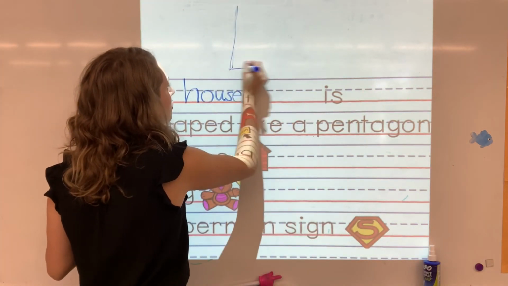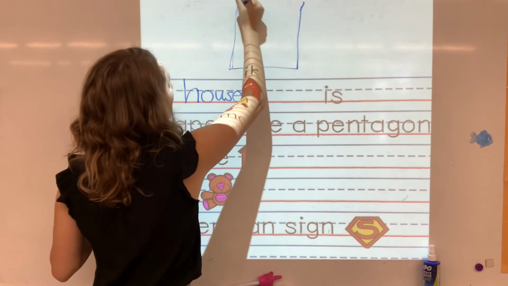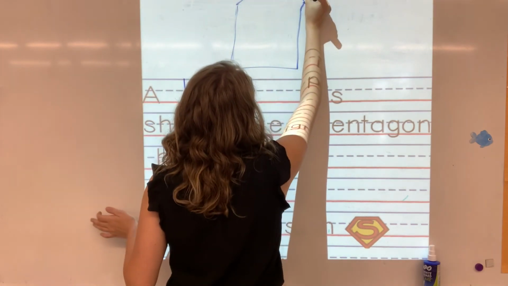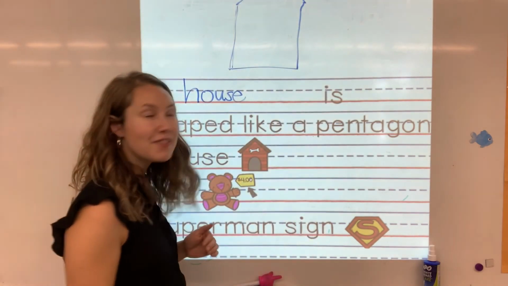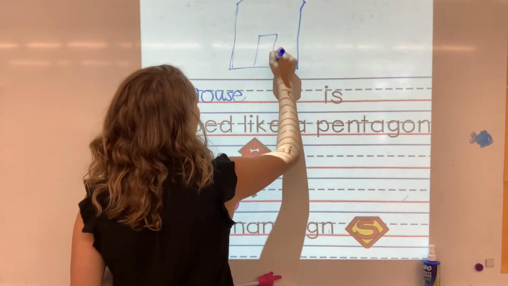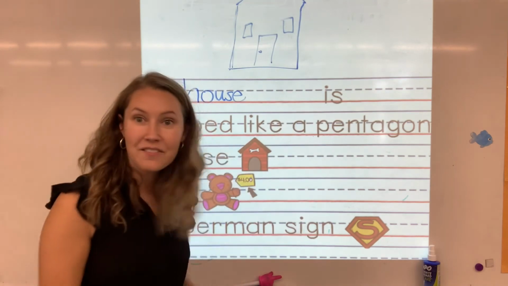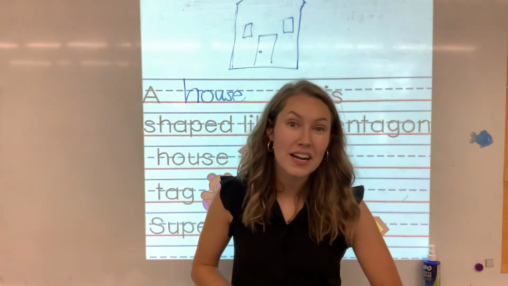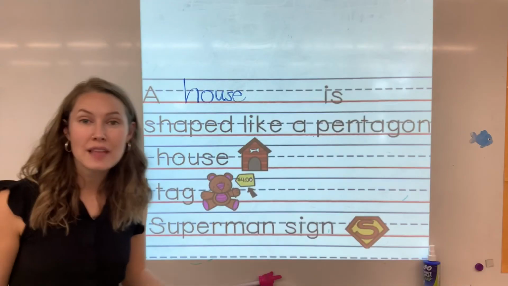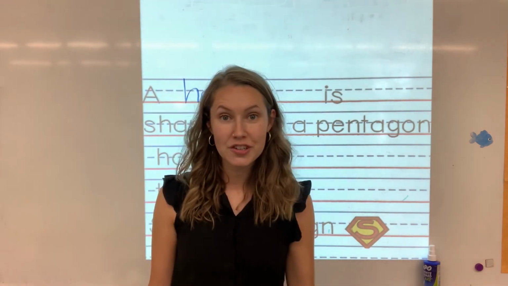1, 2, 3, 4, 5. 5 sides for my pentagon. And then I'm going to add my details. And then I'll finish up my picture with lots more colors and details. So that's what we're going to be doing for morning journal today.